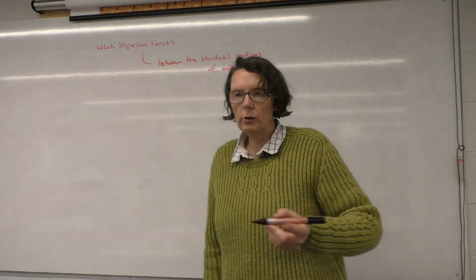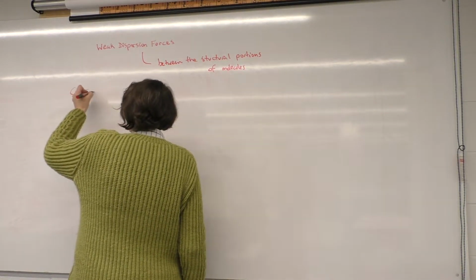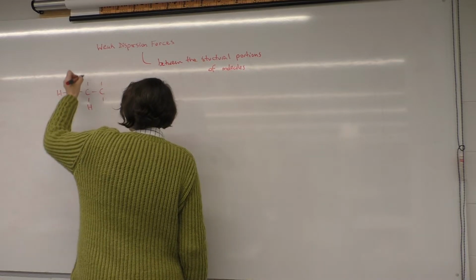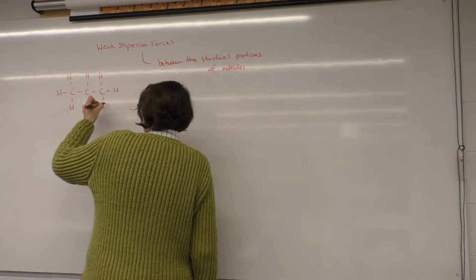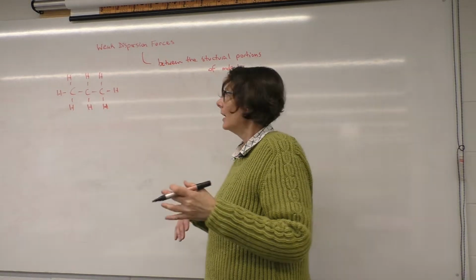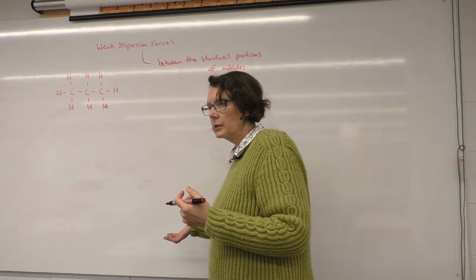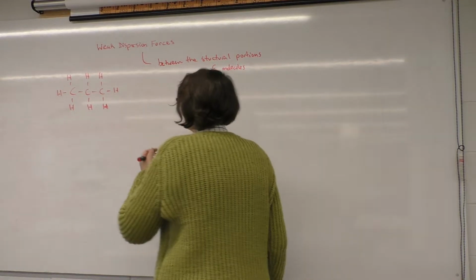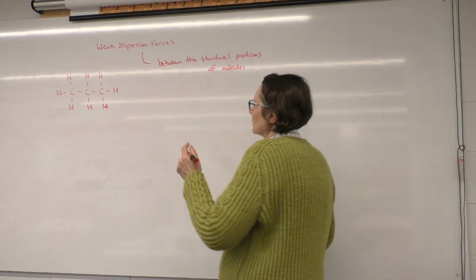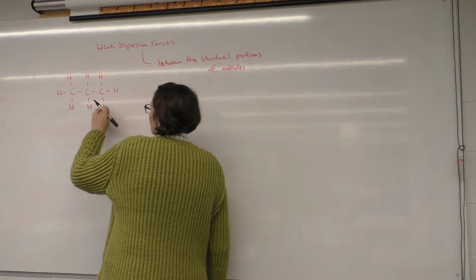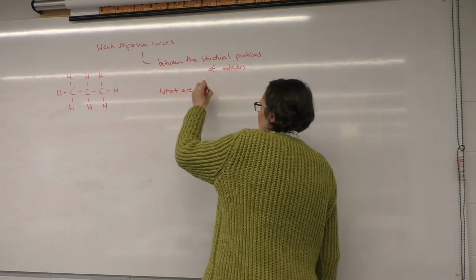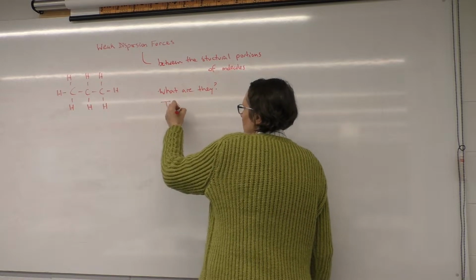So remember, the structural part of the molecule is where we have carbons and hydrogens. And because we've got carbons and hydrogens in our structural part, and these are the only kinds of bonds we have present in our hydrocarbons, weak dispersion forces are the only kinds of attractions between hydrocarbons. Okay, so how do they occur, or what are they? They are temporary dipoles.